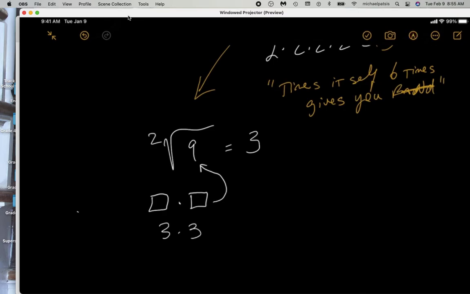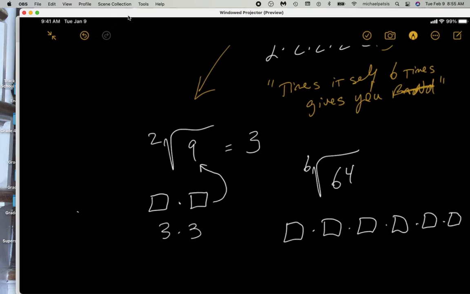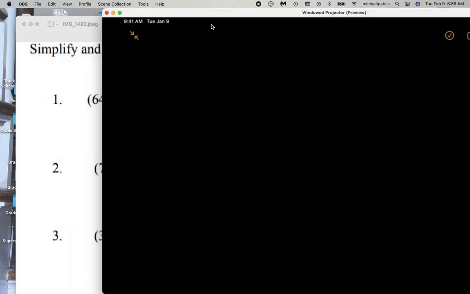Same thing here. 6th root of 64. What number times itself 6 times gives you the radicand? Answer is 2. Let's move on to the next one.